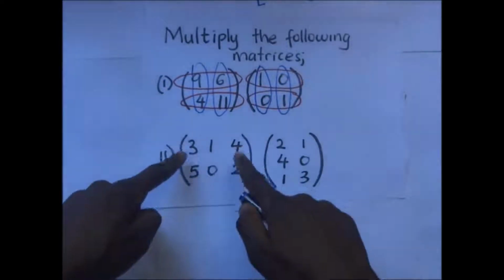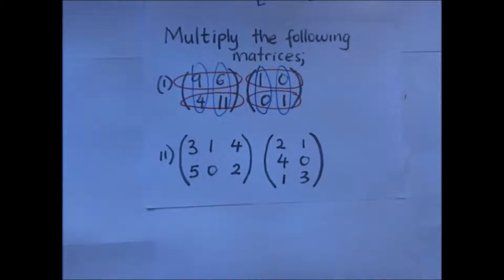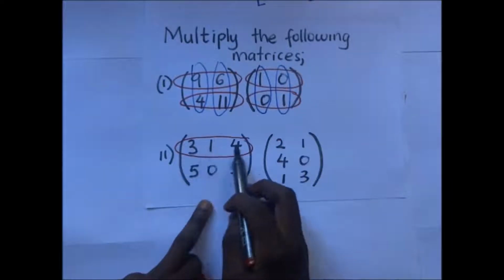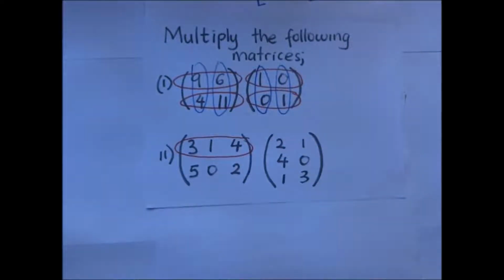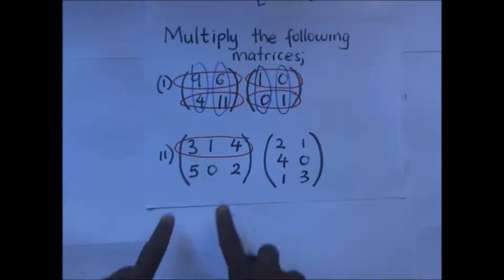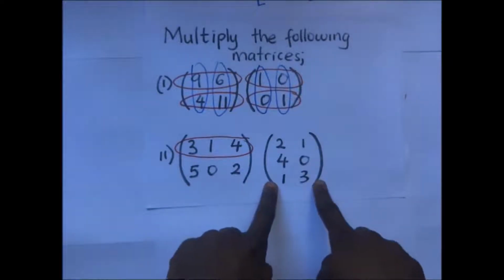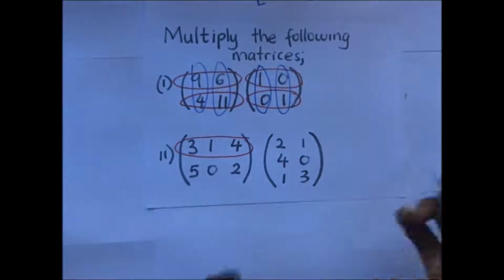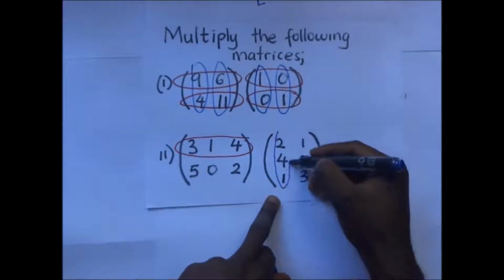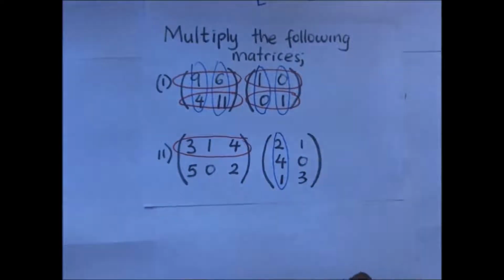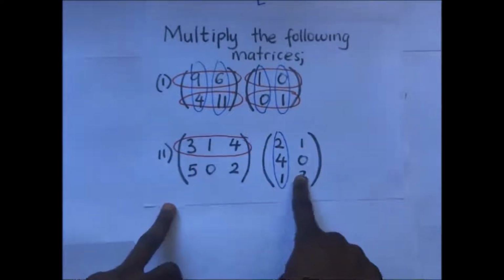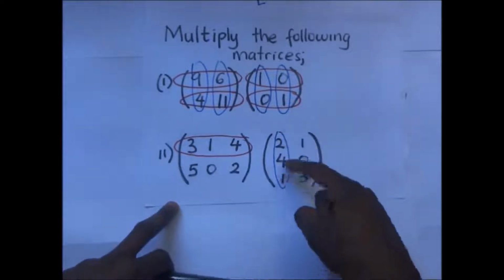Let's look at the rows in the first matrix. In the first matrix, the row has 1, 2, 3 elements. Those are the number of elements in the rows in the first matrix. Then when we get to the second matrix and we look at the columns, there are 2 columns. But how many elements are there in each of these columns? There are 3. So if you look at the first matrix, there are 3 elements in each row, and then in the second matrix it has 3 elements in each column.